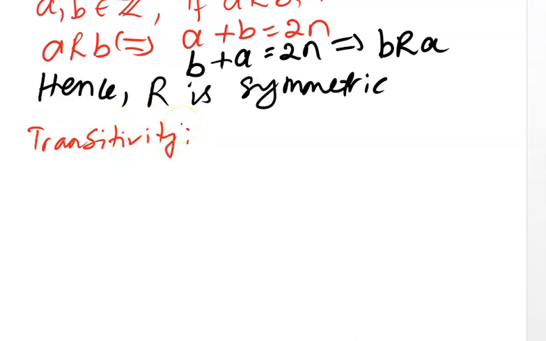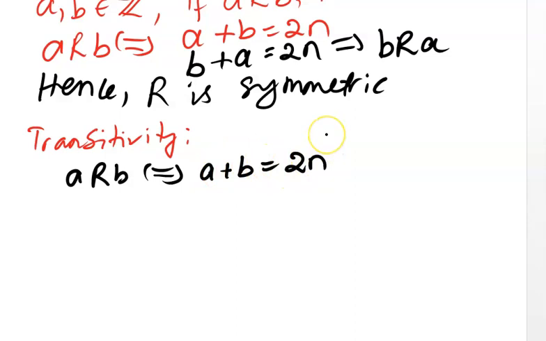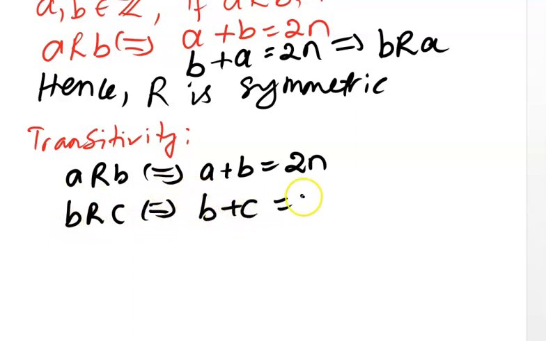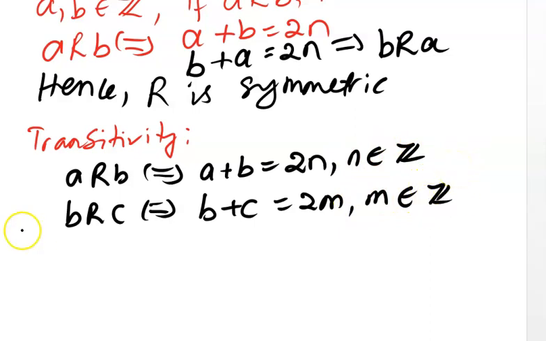Now, we verify another important property, which is transitivity. We verify whether it is transitive. To do that, we have a relates to b if and only if a plus b is equal to 2n. Another condition that we use is that b relates to c, so b plus c is equal to 2m. Here n belongs to Z, and m belongs to Z. Now we need to prove that a relates to c.